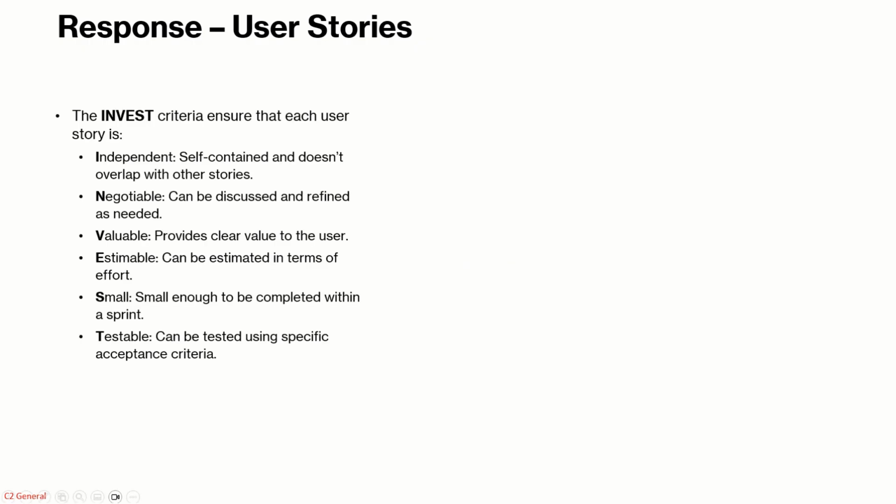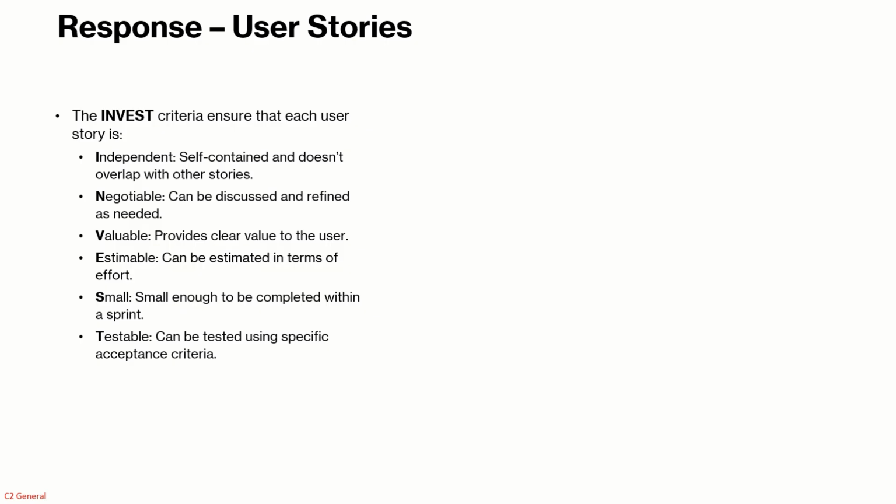First, it starts with explaining the INVEST criteria. I had used INVEST as a term in the prompt, which is an agile terminology, a criteria for user stories in agile, which stands for I for independent. So the user story should be self-contained and doesn't overlap with other stories. The story should be negotiable, so it can be discussed with the product owner and the team members, and it can be refined or groomed as needed.